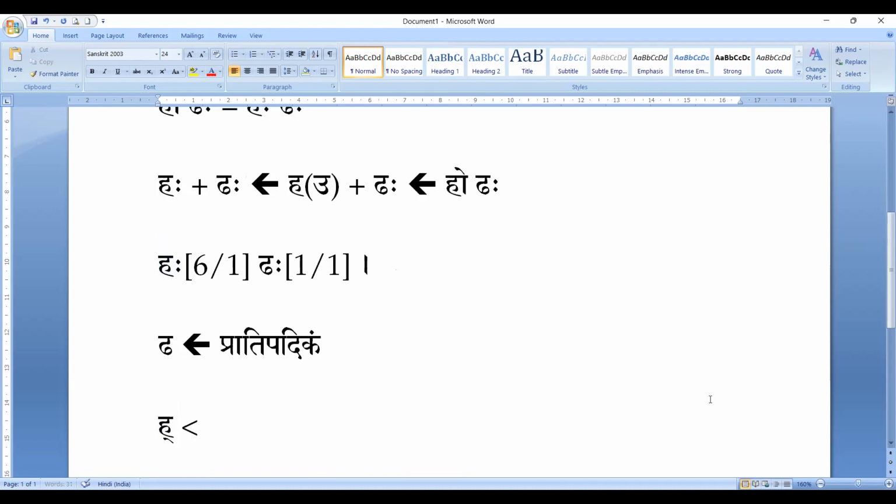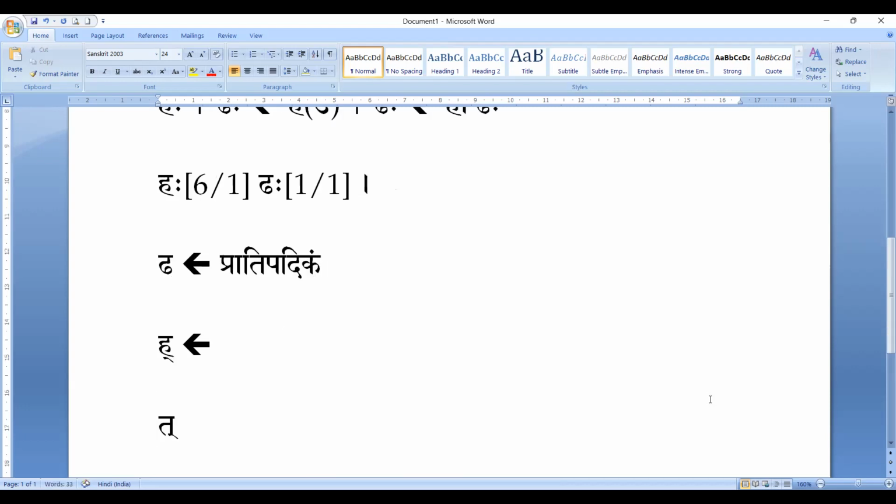Like Marut Shabda. What is shashti vibhakti ekavachanam of Marut Shabda? Maruta. Marut is takara, right? So takara becomes what in shashti vibhakti ekavachanam? Taha. Similarly, hakara is a shabda, and its shashti vibhakti ekavachanam is haha. So haha is shashti vibhakti ekavachanam. It means it is sthani. That is, hakara is a sthani, which is replaced by the adesha dha.